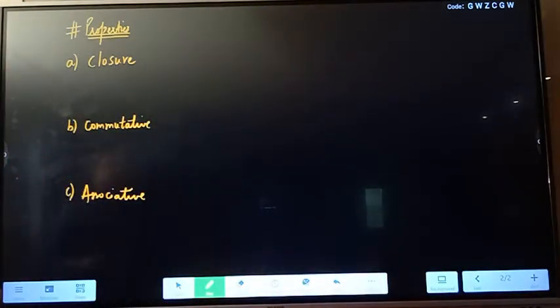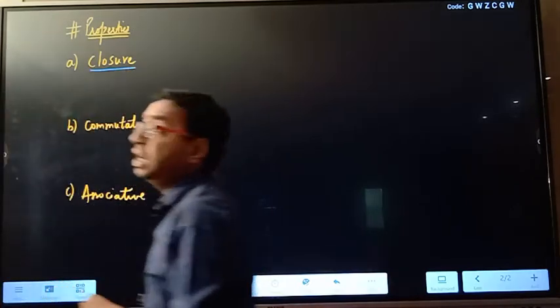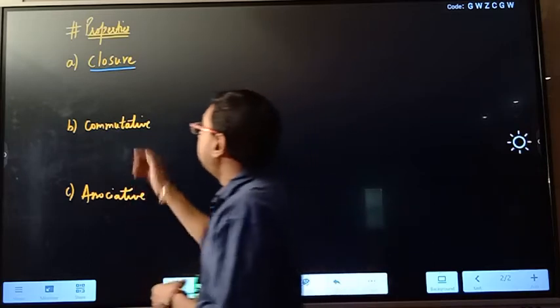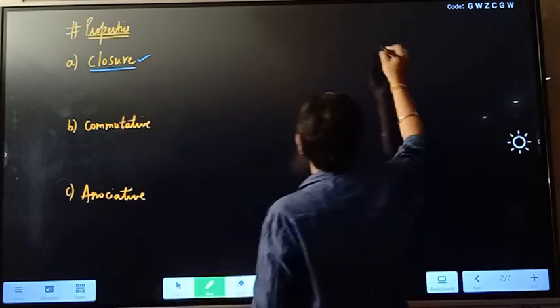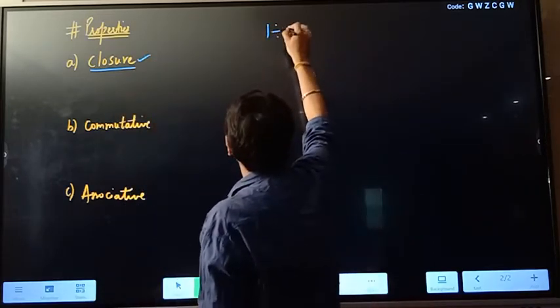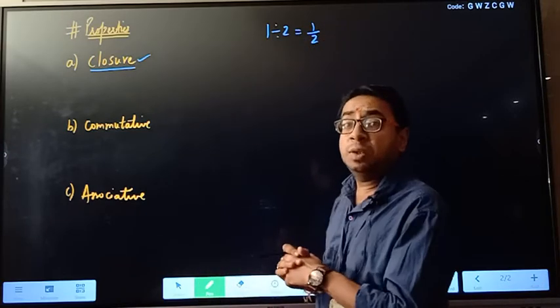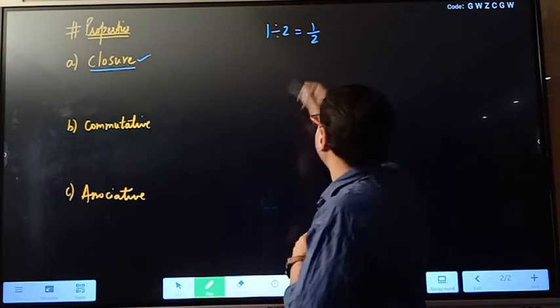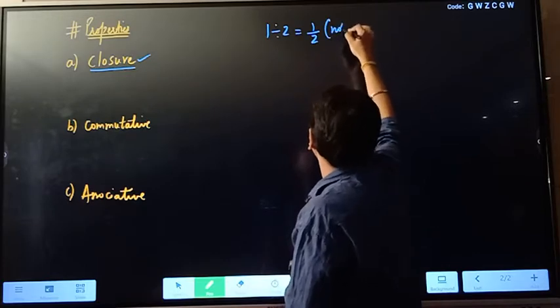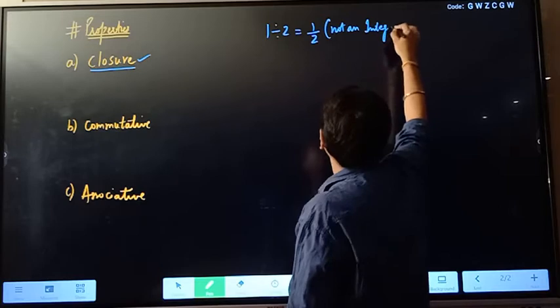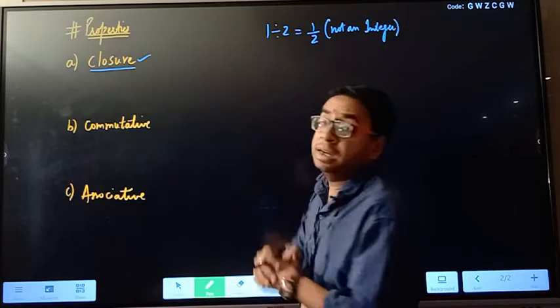Closure property means whenever we divide two integers, the result must be an integer. But if I give you an example, 1 divided by 2, how will you write it? It is 1 by 2. Is 1 by 2 an integer, right? No, it is not an integer. So it is not possible that every time we divide, we get an integer.